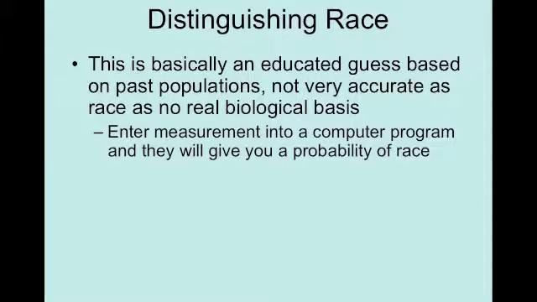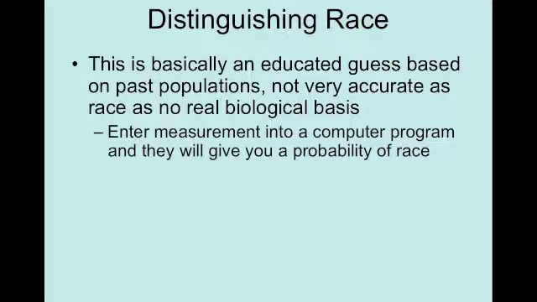I want to mention before I move on that a lot of crime shows that analyze skeletal remains identify race, and that is very hard to do. It's almost impossible. They're basically making an educated guess based on past populations. So it's not very accurate, as race has no real biological basis. But sometimes we can get a good estimate.